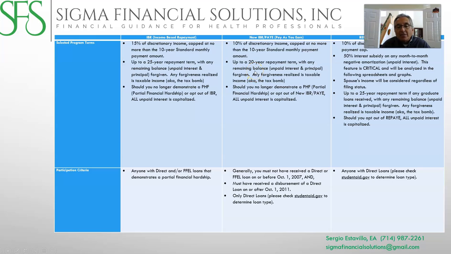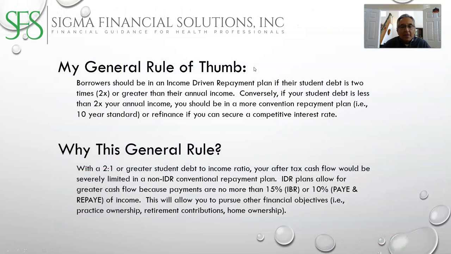So if your spouse doesn't have student loans, then you could file separately, exclude the spouse's income, and they would only use your income, the borrower's income, to determine your monthly payment. And that could be a significant advantage. So something to consider.